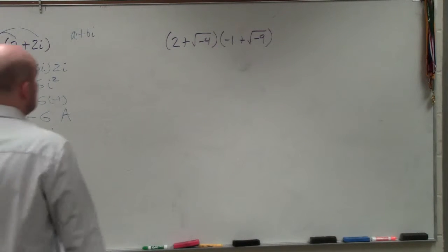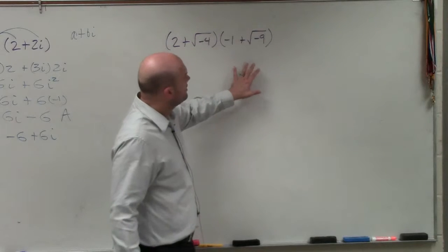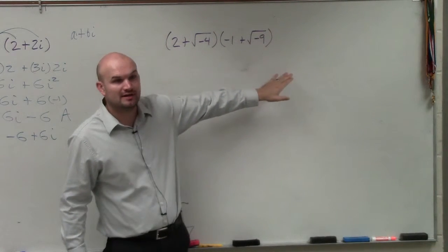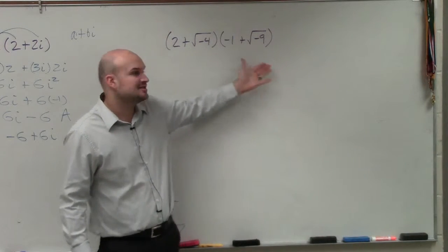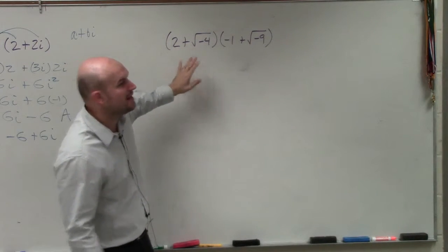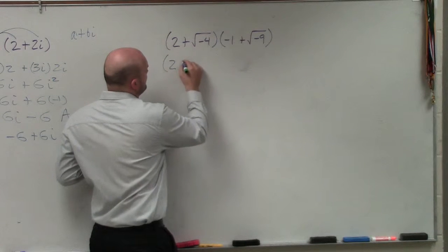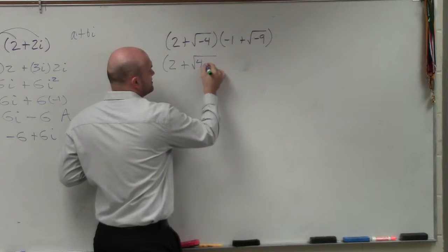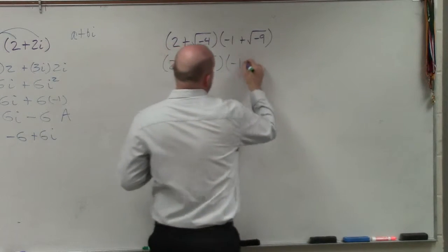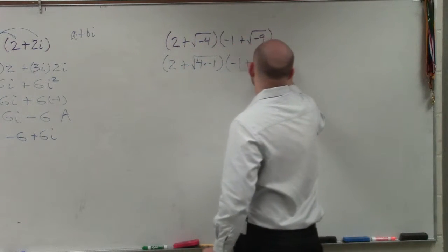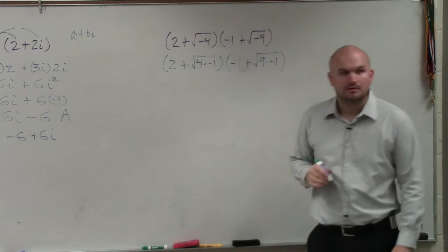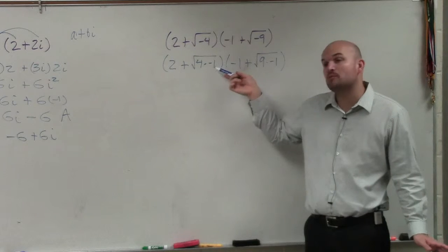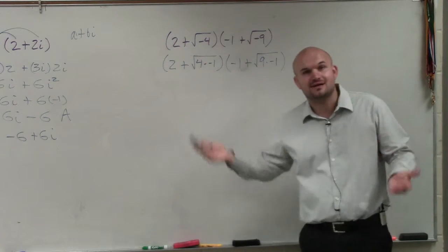In a problem like this, the first thing I would do whenever we're having negative radicals is rewrite this using i. So I'd have 2 plus, if you guys remember, we can simplify the square root of negative 4 as 4 times negative 1, times negative 1 plus 9 times negative 1. Okay? And the reason I do that is because now I can take the square root of 4, and we represent the square root of negative 1 as i.